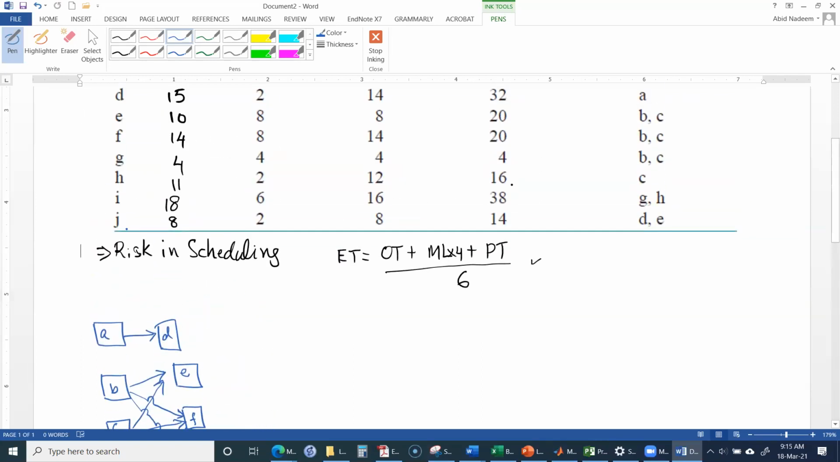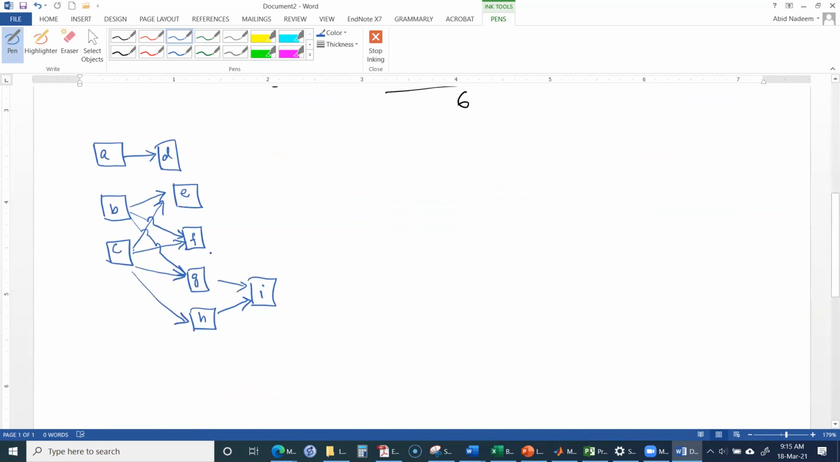And J has D and E. So where is D? D and E. Okay, there is this J. J has D and E. And whereas F has no immediately succeeding activity.